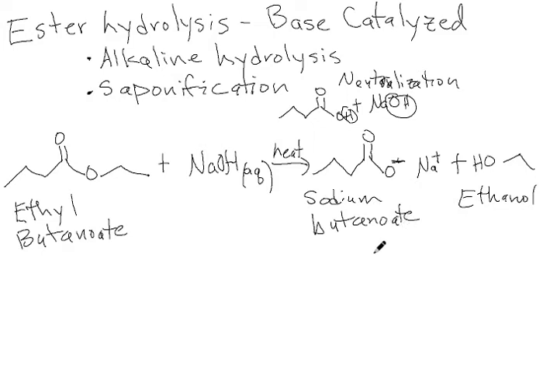So the moral of this story is that any time we have an ester hydrolysis or any time that we have a carboxylic acid, we have to consider the acid or base properties of the solution. And if the carboxylic acid is present with a base, it's going to undergo neutralization and we're going to get a carboxylate salt. So the product of the alkaline hydrolysis of ethyl butanoate will be the carboxylate salt, sodium butanoate, and ethanol.